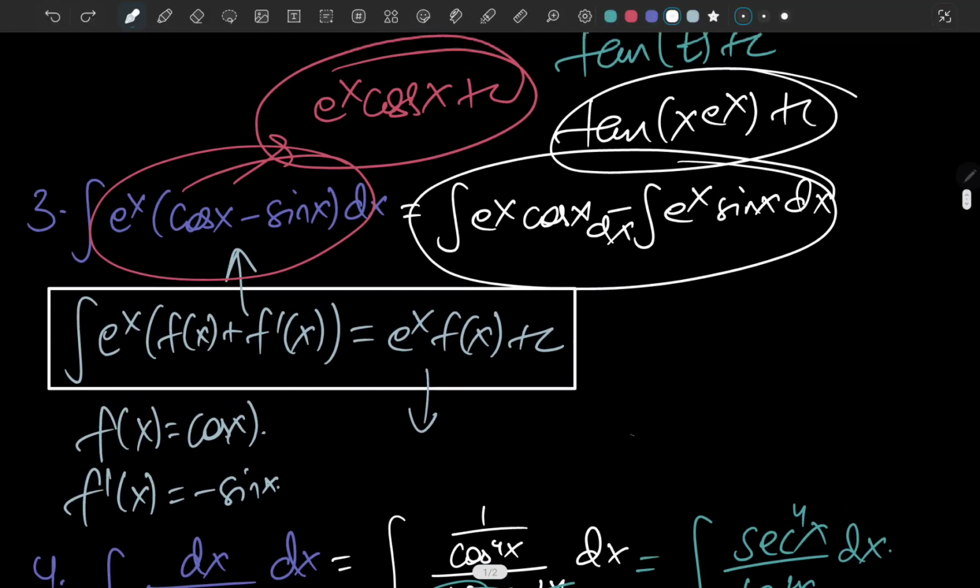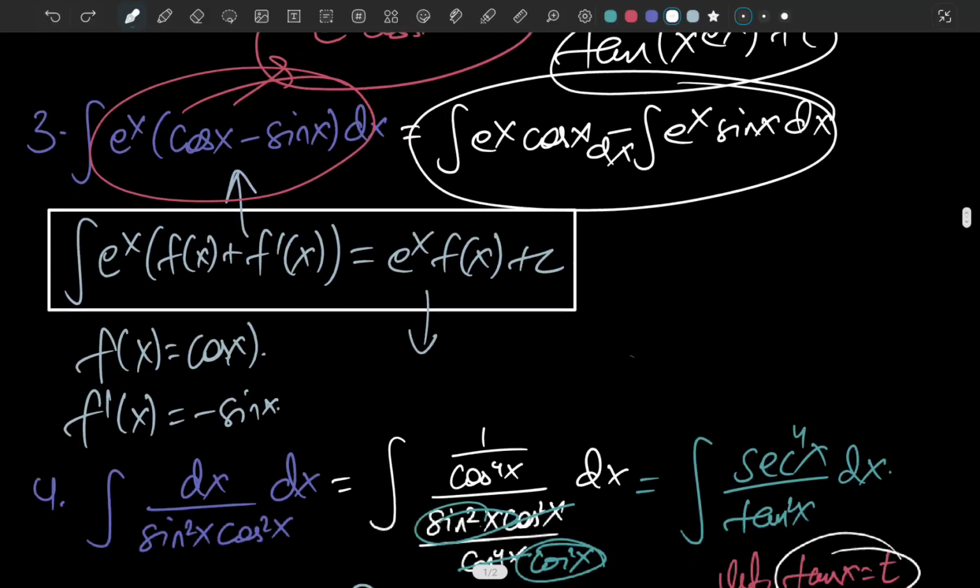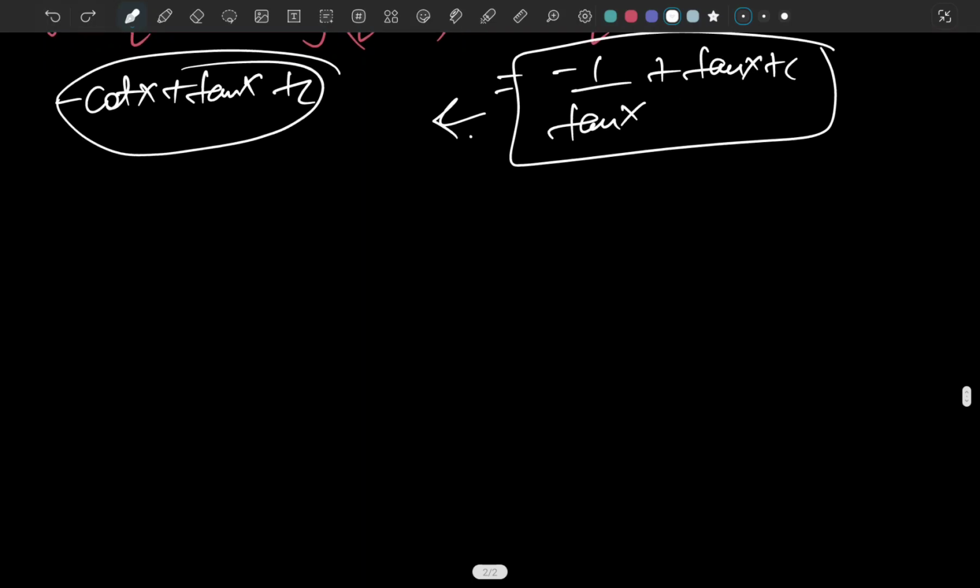And let me tell you, all these integrals are like multiple choice question type integrals, right?